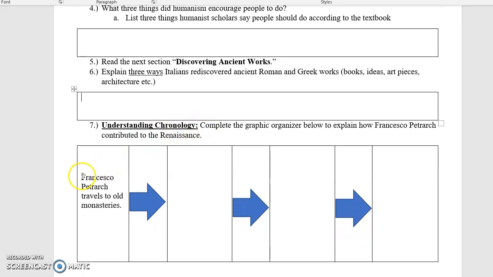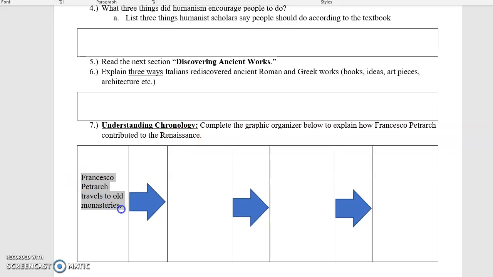Number 7, there's a very important guy. He's known as the father of humanism, Petrarch. So he's really the guy that kind of gets these ideas started. You're going to complete this graphic organizer just by typing in these little boxes here. You're going to explain how he contributed to the Renaissance.